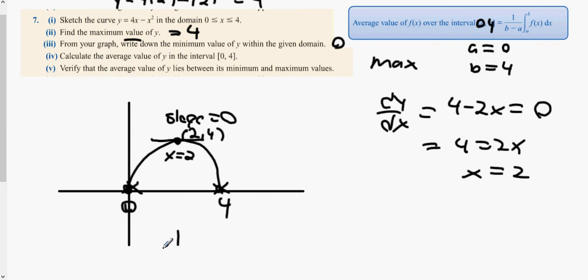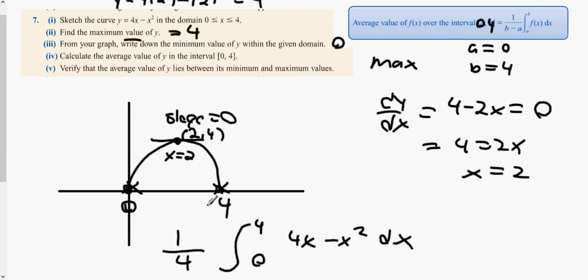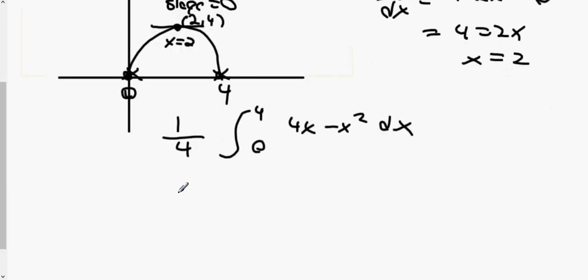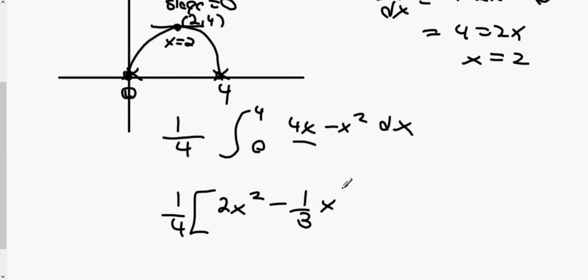So it's going to be 1 over 4 minus 0. We don't need the minus 0. So it's going to be 1 over 4 times the integral from 0 to 4. And then we're going to integrate 4x minus x squared dx. Now, when we integrate this, we're going to get 1 over 4 bracket. Now this here is going to be 2x squared. That's going to be a third x cubed. And that's going to be from 0 to 4.